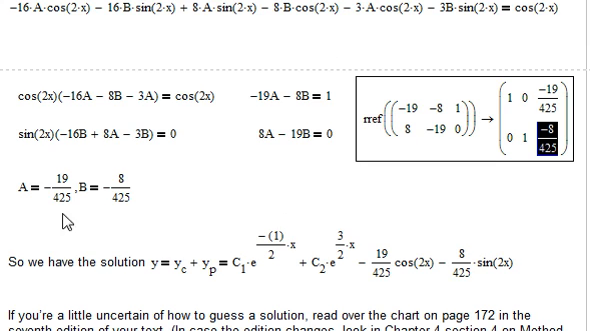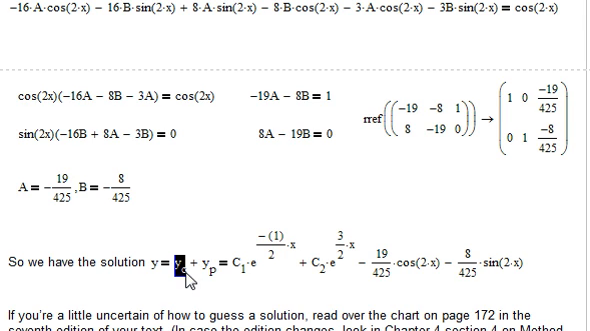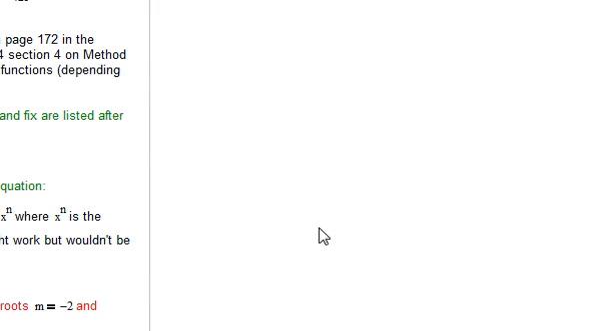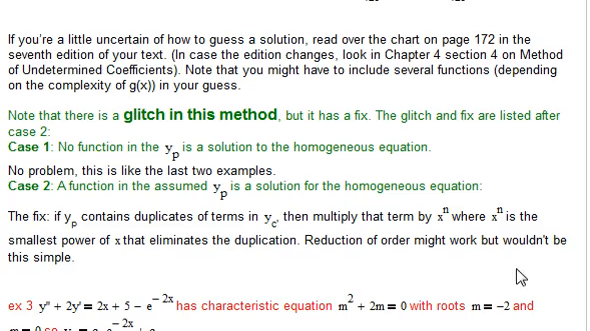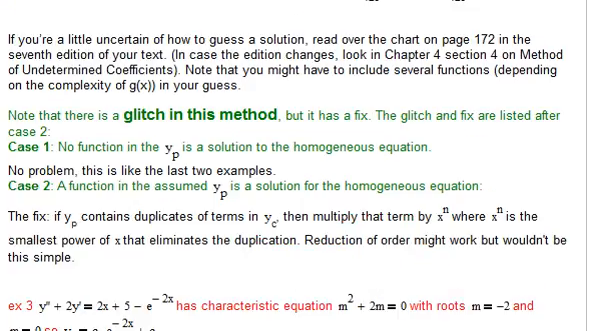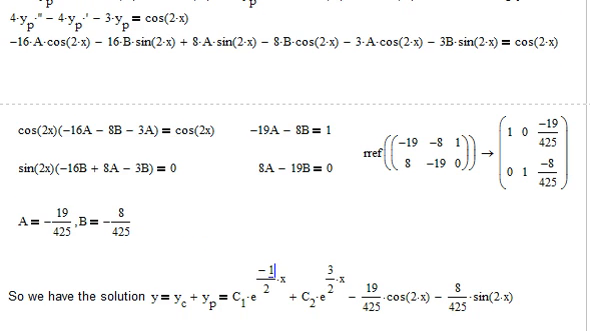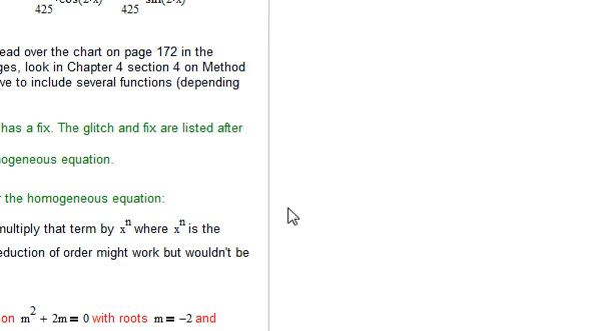It was a nice surprise that we got these ugly numbers for a and b, but we've got our yp. So the solution, y equals yc, the complementary solution, plus the particular solution. Here's the complementary solution. I don't know why I have parentheses around that, but I do for some reason. Oh, what happened? There we go. Better now, although I still don't like the way that's notated.